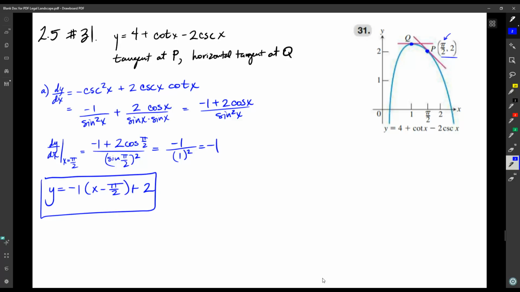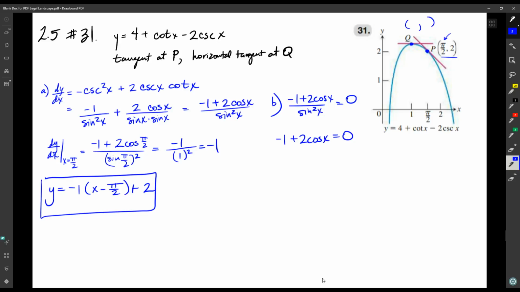Now for part B, which I'm going to start over here, we want to find the equation of the horizontal line at point Q, and we do not have the x or y value at point Q. What we know is that the tangent line there is horizontal, meaning that the slope is 0, which then means the derivative is 0. So what we want to do is take the derivative, which we found in part A, negative 1 plus 2 cosine of x over the sine squared of x, and set that equal to 0. So when a fraction is equal to 0, the numerator only is equal to 0. So we've got negative 1 plus 2 cosine of x equals 0.